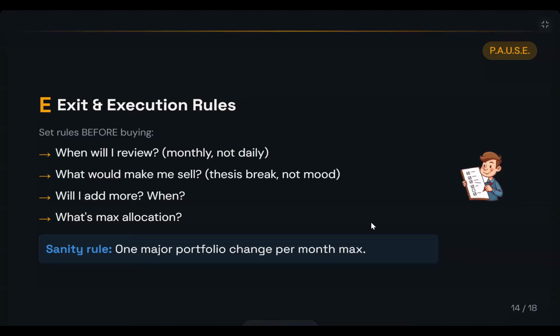Will I add more, and under what conditions? What's my maximum allocation to this portfolio? So, no more than one major portfolio change per month. This is the rule that you have to build.